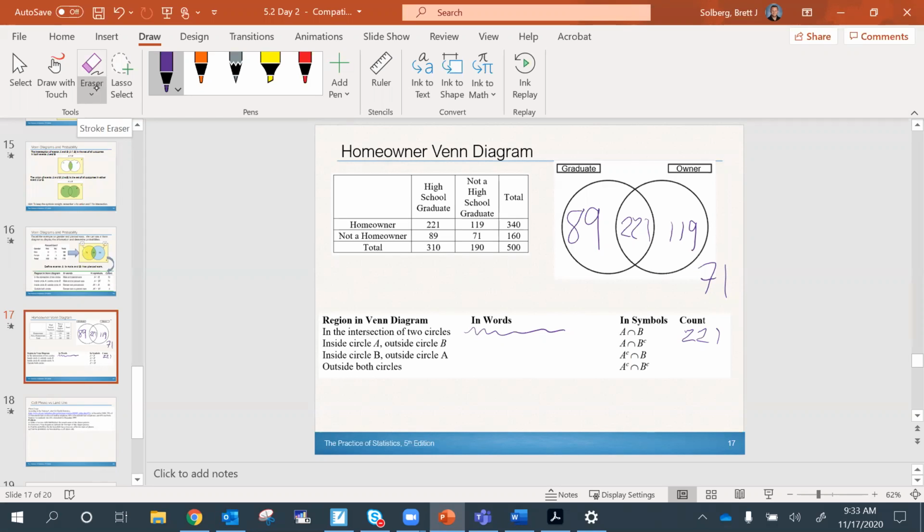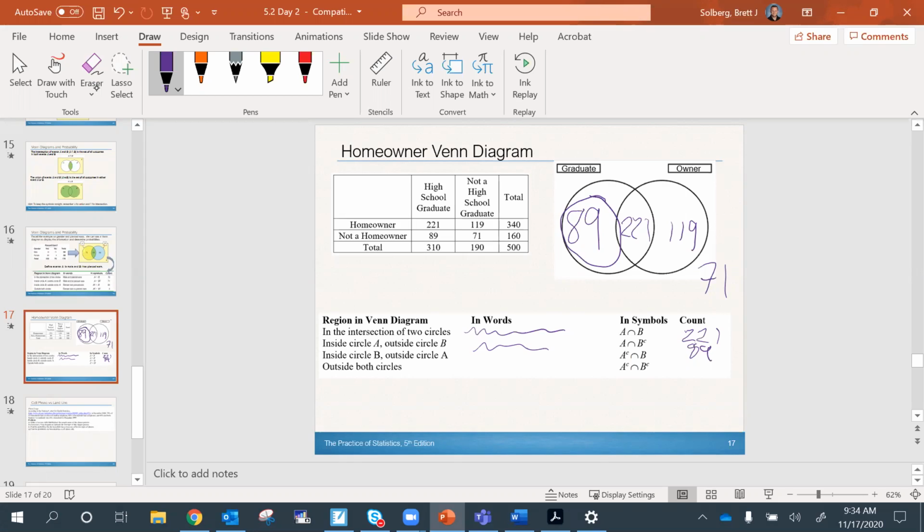So that's 89. How would you, Allie, say that? What does the 89 represent in the context of this problem? It represents graduates that aren't homeowners. Awesome. Okay. So that's going to be the 89, and you'd write a little blah, blah, blah right there, okay?